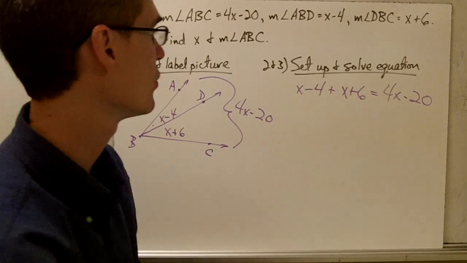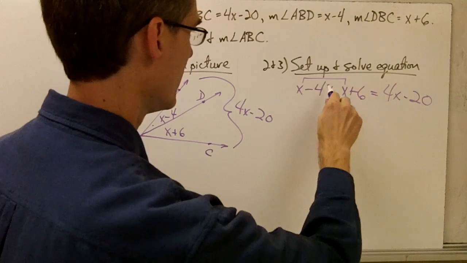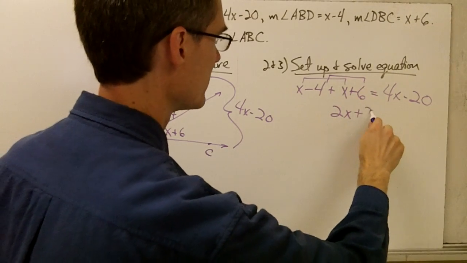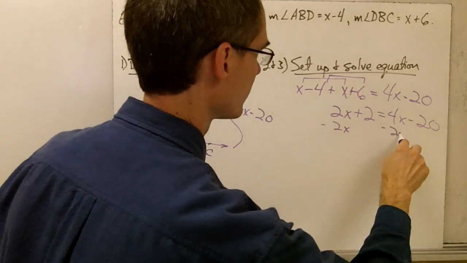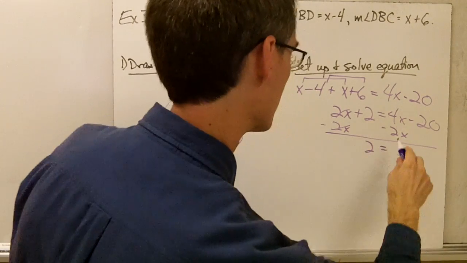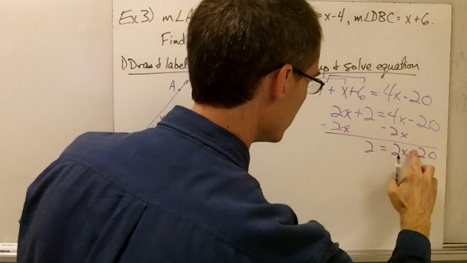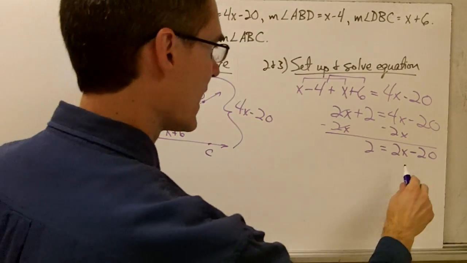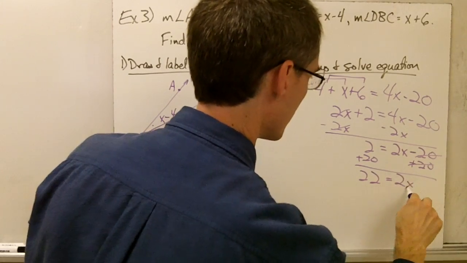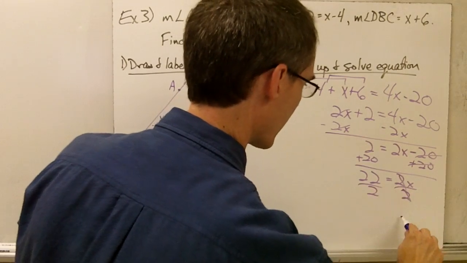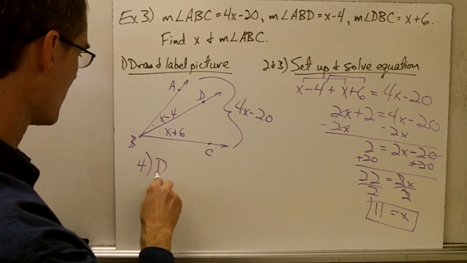Next step, step number 3, is to solve the equation. The first thing I want to do is combine like terms. I've got x plus x, that gives me 2x. I've got negative 4 and positive 6, that gives me positive 2. How about if I subtract 2x from each side? Oops, that should have been a negative 20. How about if I add 20 to both sides? And now I need to divide both sides by 2. And finally I get x equals 11.